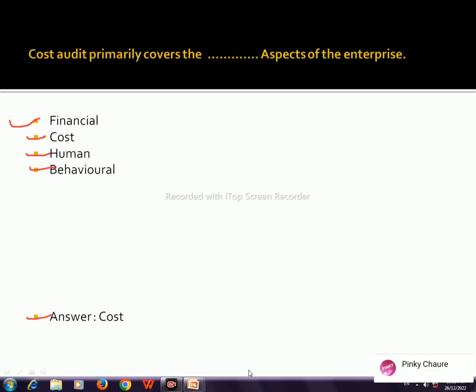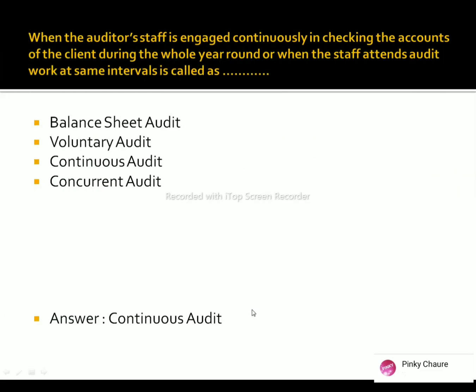Second, when the auditor's staff is engaged continuously in checking the accounts of the client during the whole year round, or when the staff attends the audit work at the same intervals, it is called as dash. Option is balance sheet audit, voluntary audit, continuous audit, concurrent audit. Answer is continuous audit.